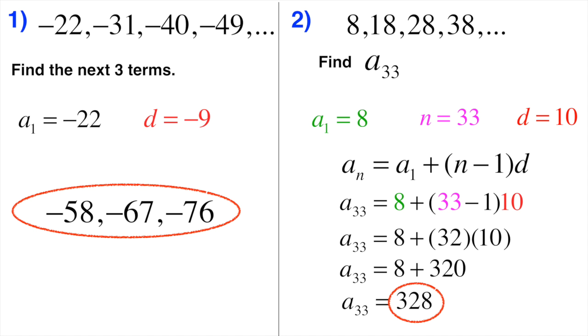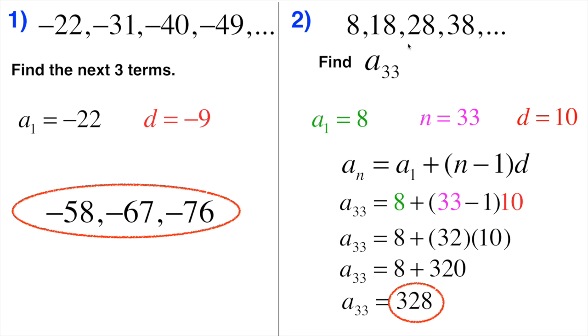Check your answers here. This one should have been fairly easy. You could see that it is going down by 9 units every single time. So all we need to do is keep going down by 9 units for the next 3, and those would be our answers on this.